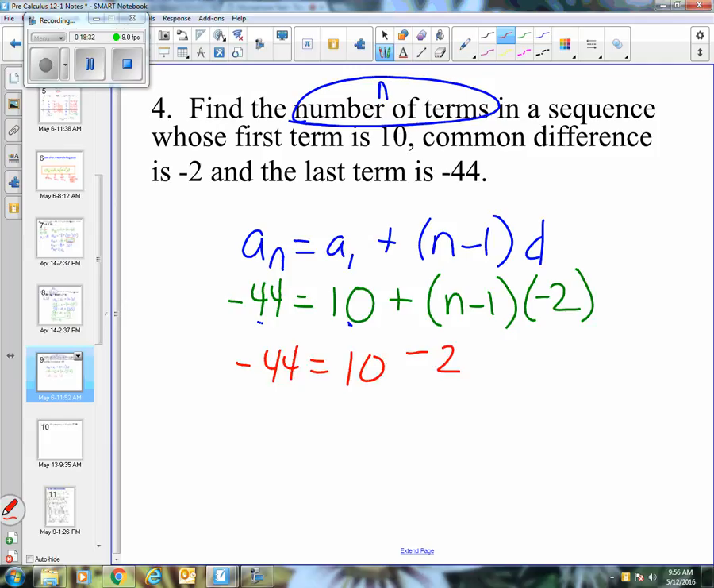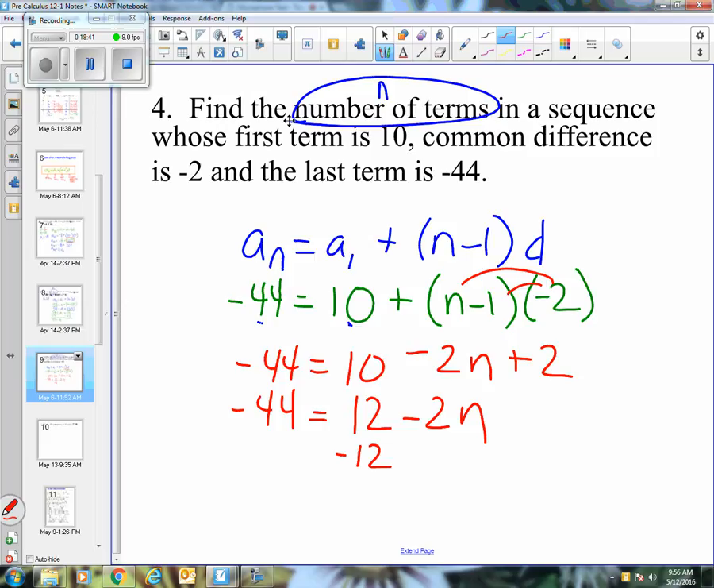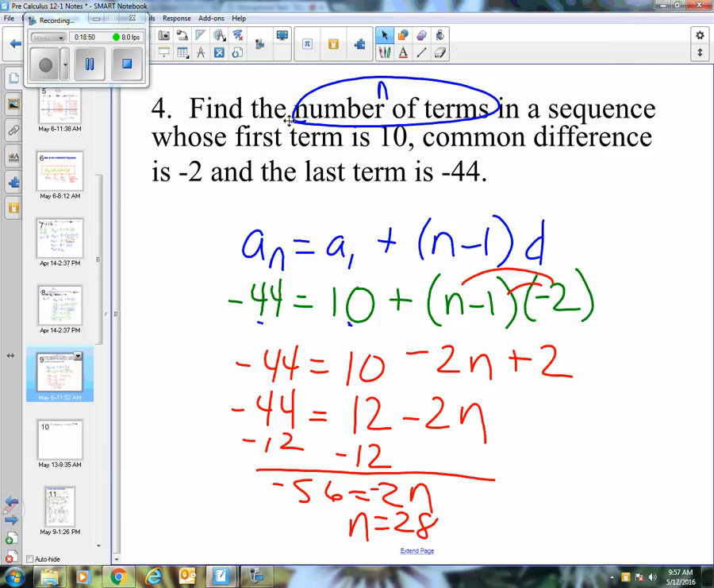Be careful with your signs when you distribute, so you want to be careful. Put your like terms together, and we're going to subtract the 12. So we get negative 56 equals negative 2n, so n is 28. Double check your arithmetic, make sure you're good.